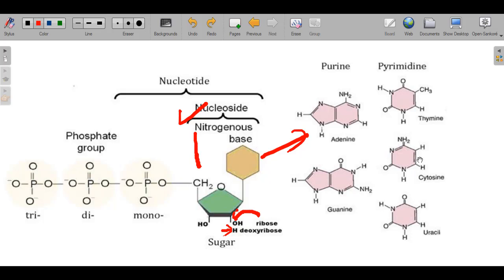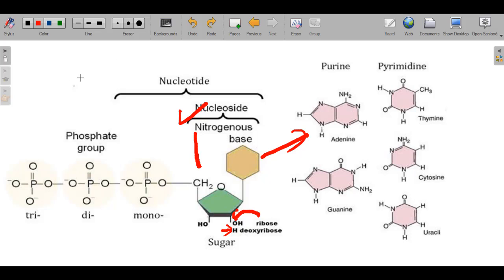The pyrimidines are three: thymine, cytosine and uracil. Cytosine is common to both, and uracil is only seen in the case of RNA, and thymine in the case of DNA alone. Next we can see the phosphate groups. The phosphate groups are three: if it's one, mono; two, di; three, tri.